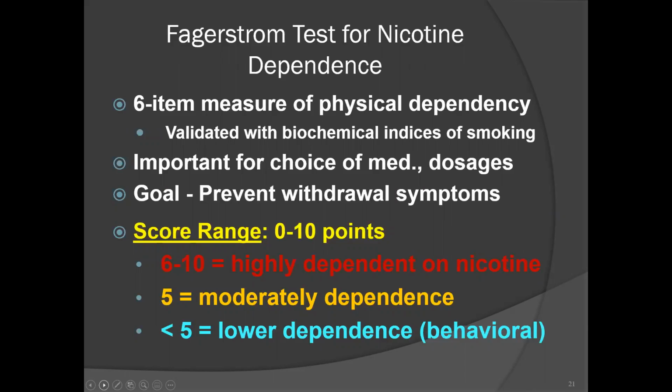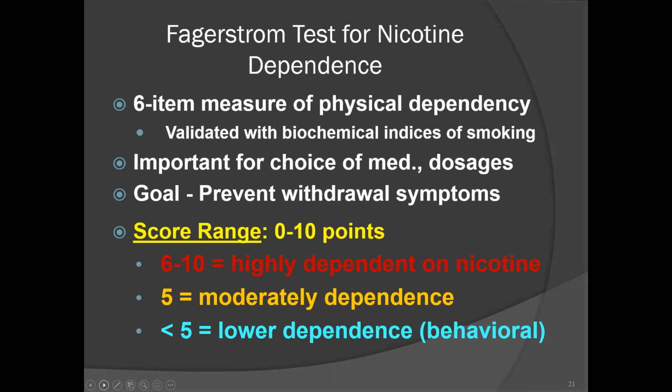So the Fagerström test for nicotine dependence is a very easy, short, 6-item measure of physical dependency, validated with biochemical indices of smoking. What they're saying is that it is valid and accurate in assessing physical dependency, and they've shown this by drawing blood, looking at indices of smoking and co-oximetry. So it's important for the choice of medication dosages. Are you going to use medication at all? I don't know if you're going to prevent withdrawal symptoms, but to minimize or mitigate them is a realistic goal.